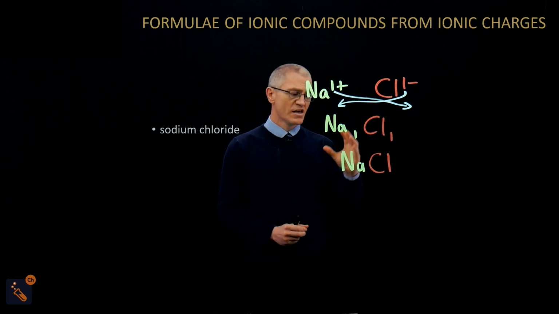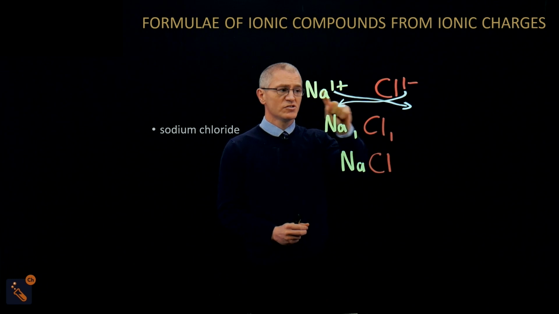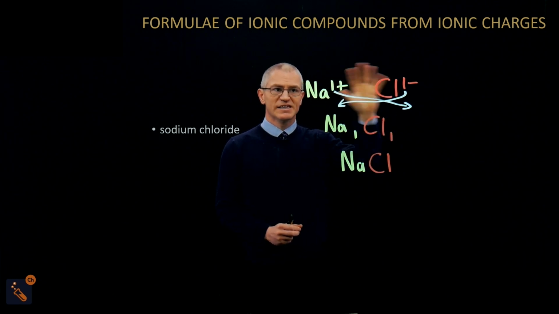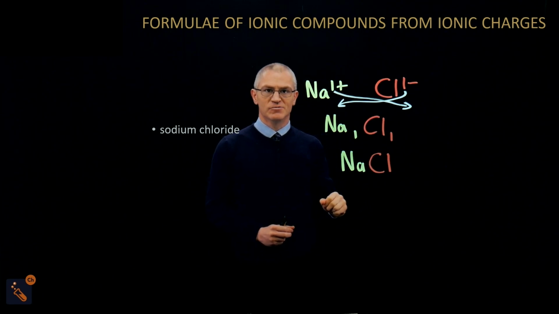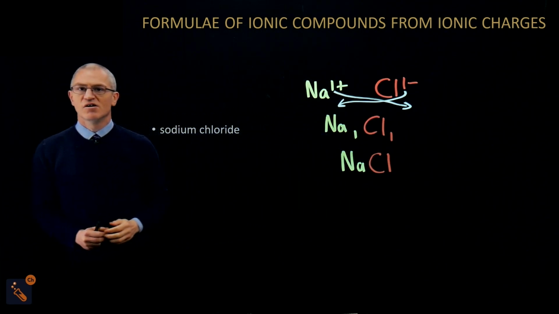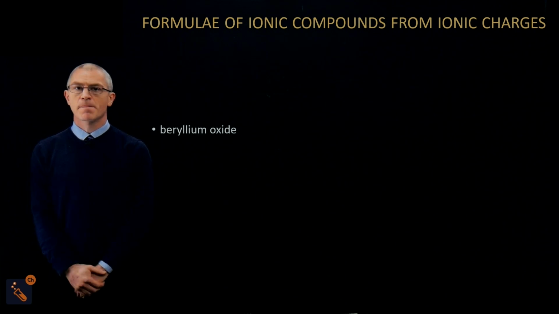Okay, so that means two methods, one swapping the numbers, one just looking at the charges and finding out how many ions cancel each other out. And that's our first example of sodium chloride. Our next example is beryllium oxide.